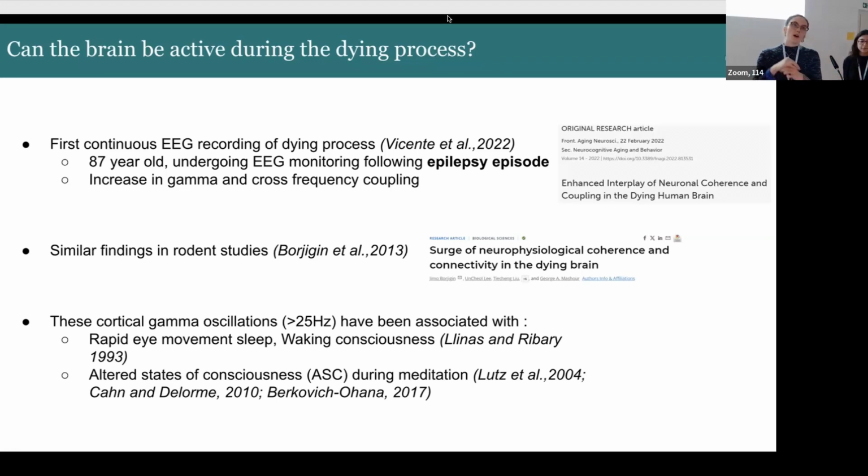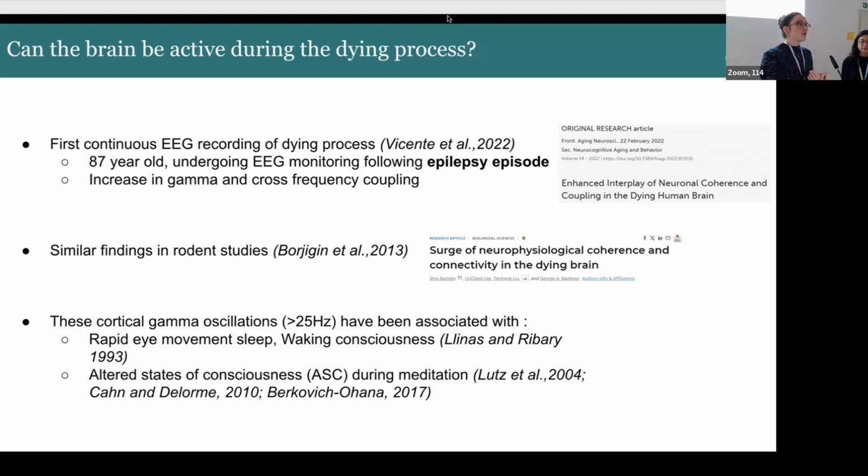There are many challenges in studying the dying process. Otherwise healthy individuals don't tend to be undergoing EEG monitoring when they die, and people that are undergoing EEG monitoring are in hospital, and we can't plan for the time of death. All of these things are really difficult to control. But despite this, there have been some interesting findings suggesting that the brain is capable of generating coordinated activity during this period.